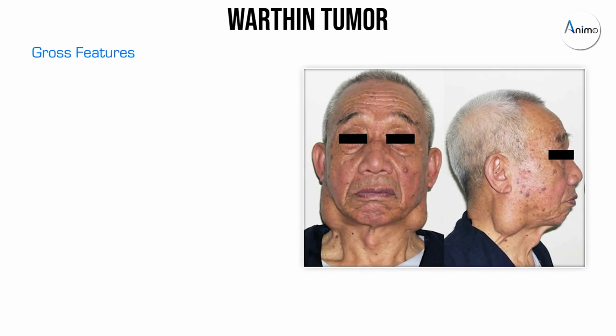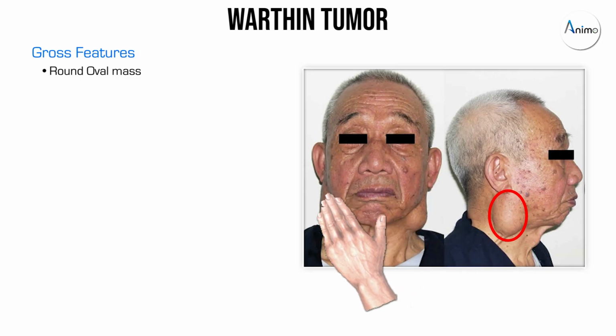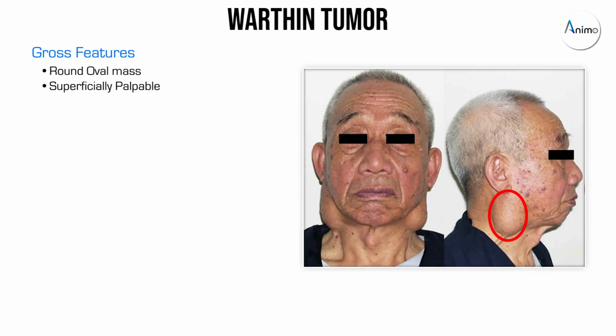So now let's talk about its gross features. When we see this tumor on a gross scale, it is a round or oval mass. You can palpate it superficially, so it is a superficial palpable mass. And this Warthin tumor is benign, and you know that like all other benign tumors, it is encapsulated, so it doesn't break the basement membrane of the salivary gland.